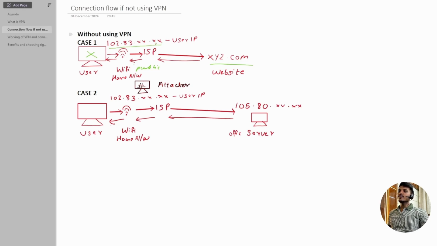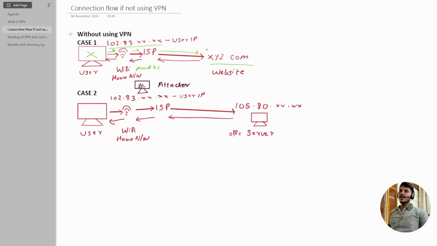So from where can you get this public IP? You can open your Chrome browser and search for what is my public IP, and you will get something like this. This is the IP that is assigned to your system. Now the connection will flow from the user system to Wi-Fi, through Wi-Fi to the ISP, and from the ISP it will hit xyz.com, by showing your public IP address.